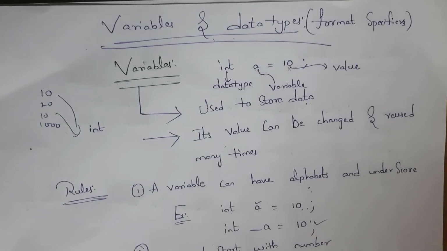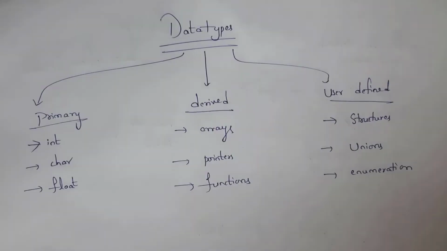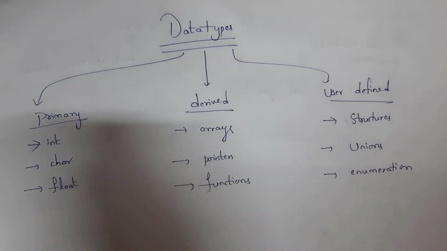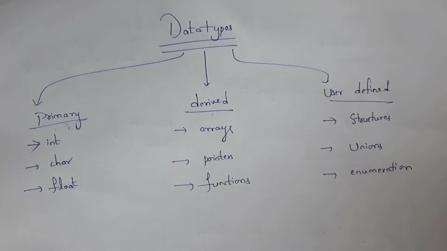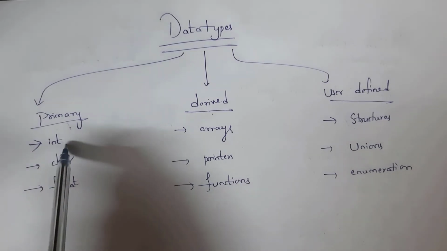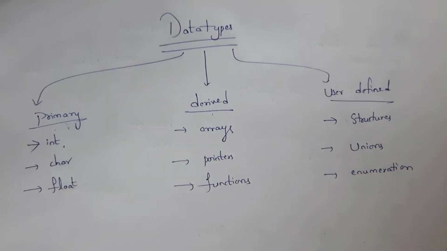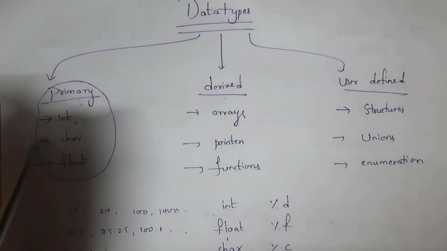Next I will explain data types in C. Along with data types, I will also cover what format specifiers are. There are 3 data types in C. First one is primary data type, second one is derived data type, and third one is user defined data type. Primary data type contains integer data type, character data type, and float data type. Guys, in unit 1 I will cover only this primary data type.